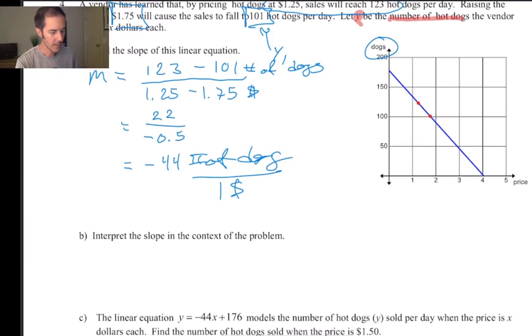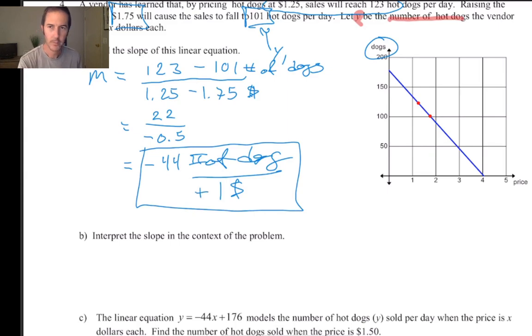Interpret the slope in the context of the problem. I find that having units on there helps me make that interpretation. And what this slope tells me is that for every increase in price by $1, I'm going to have a decrease in number of dogs. Not just one hot dog decrease, but 44 hot dogs decrease.